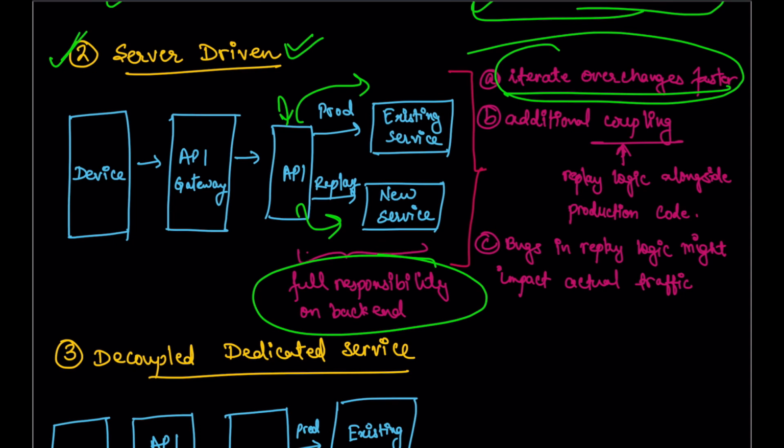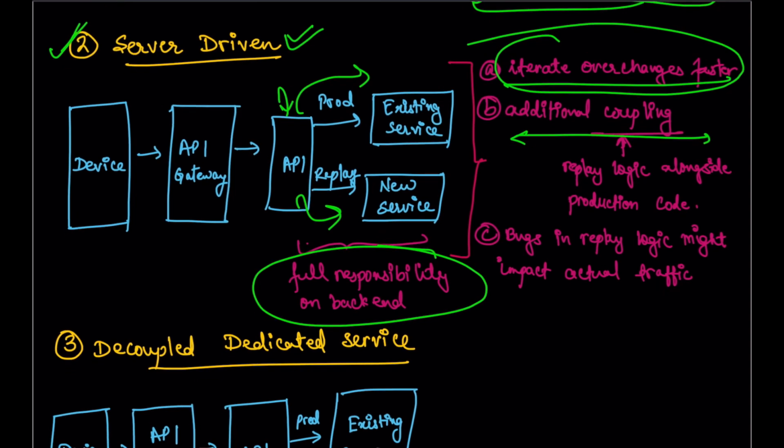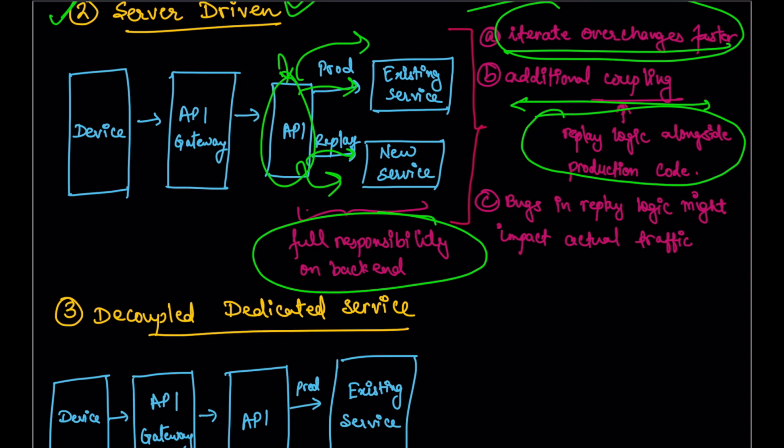There are pros and there are cons. What is the con? Additional coupling. How? Replay logic alongside the production code. So from this single API you are hitting the production as well as the new service. So you are actually running the logic alongside your production code, which is actually serving the customer traffic, which might not be a good idea. And additionally, there can be bugs in replay logic that might impact the actual traffic.